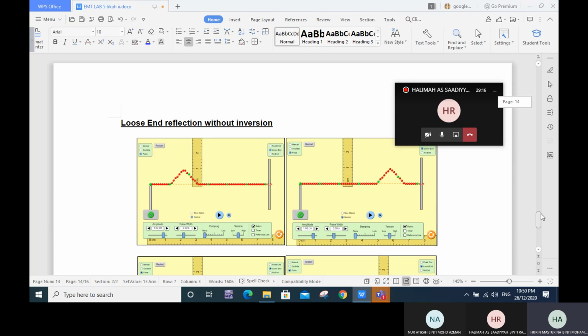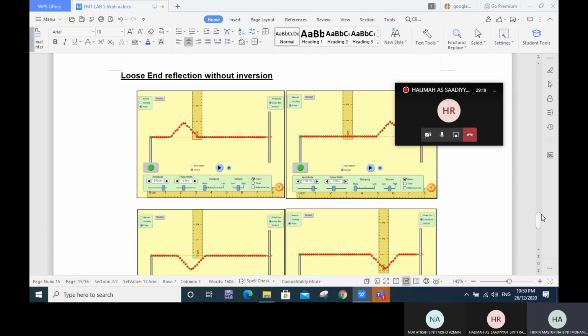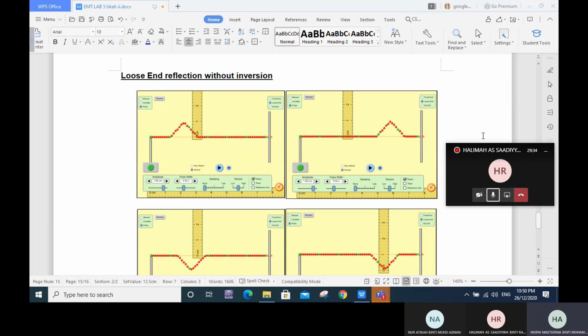Next we move to the loose end reflection. In this part, we set 1 cm amplitude with 0.5 second pulse width without damping and medium tension. In this case, this is the first round of the pulse wave along the string.